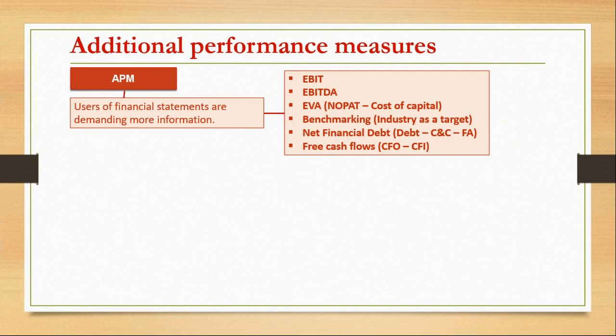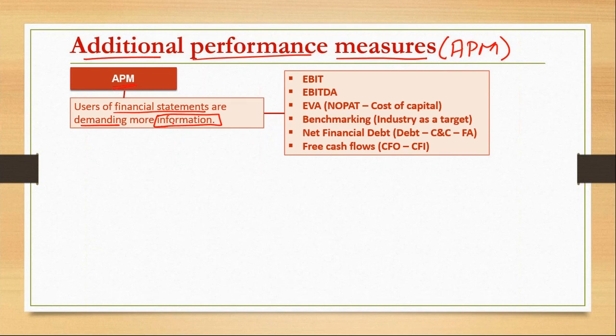Now, the next area that we are going to discuss is the additional performance measures, which we also call the APM. These are the additional performance measures. So what exactly is APM? Users of the financial statements in today's world are demanding more information than the simple values so that they can analyze better before deciding whether to invest or not. So in today's time, they require comparatively more information.